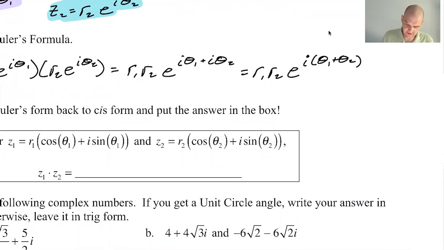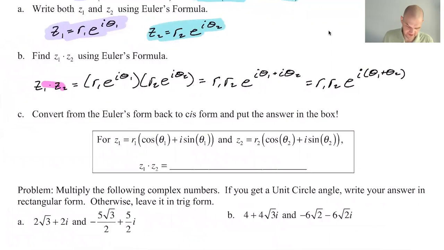So this is the result. This is what we're looking for. If I'm going to multiply complex numbers in trig form, I multiply the moduli, right? The modulus is r, or the absolute value of the complex number. So I multiply the moduli and I add the angles. That's what it comes down to.